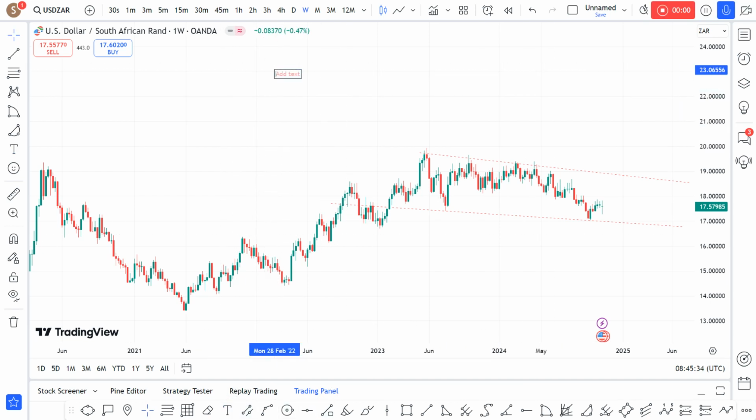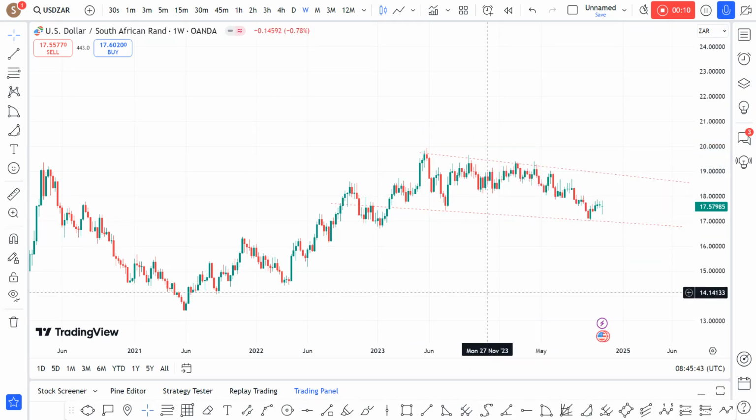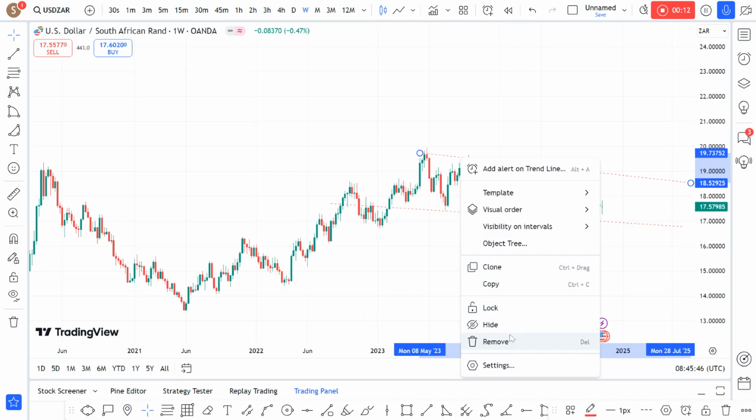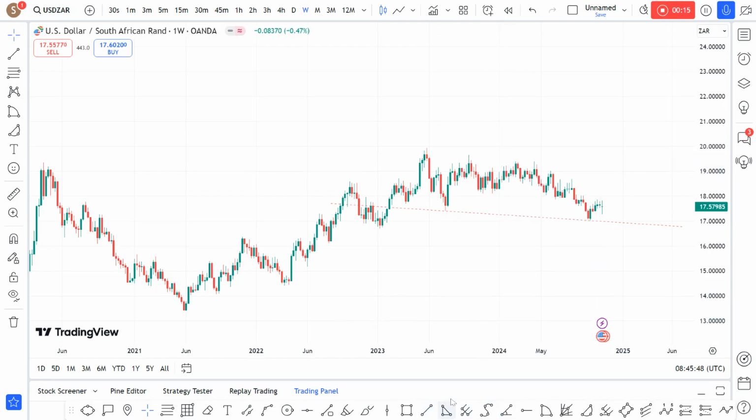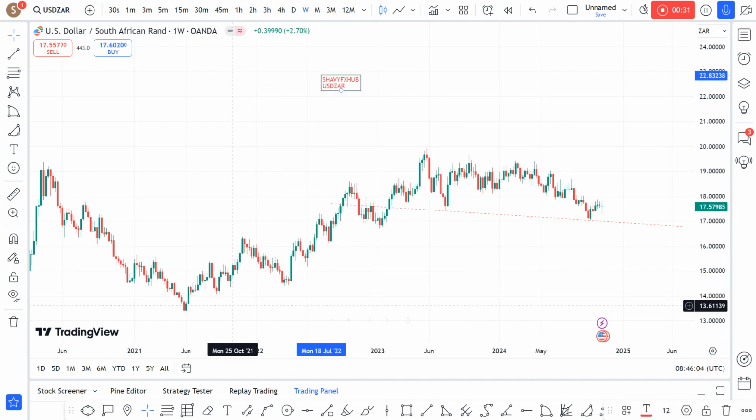So let's look at South African rand and see if we can find any opportunity. USD ZAR. So first of all, we want to see our floor.